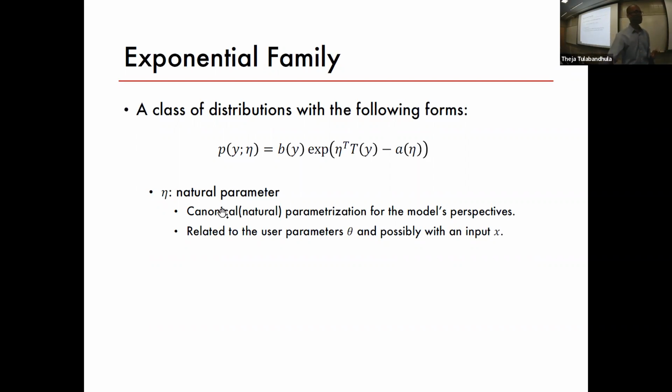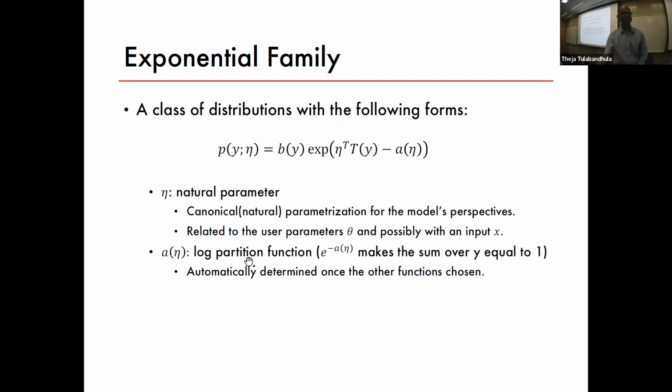So eta is called the natural parameter. It's related to what are called user parameters, the usual things that we see: mean, variance, bias of Bernoulli, and so on. Those are called user parameters. This eta is related to those user parameters, as well as to the extra input. Remember, for both linear regression and logistic regression, there's a given x, an input feature whose distribution we don't talk about. We only think of it as already given, so we don't care about its properties or its distribution. So eta is a natural parameter.